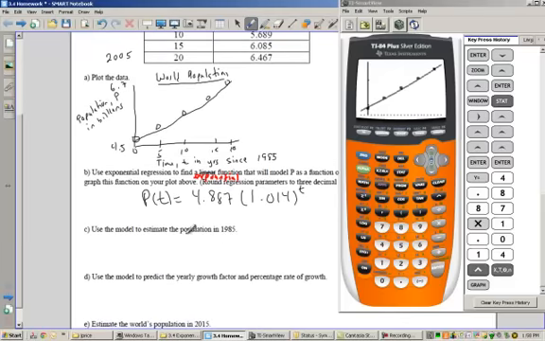It says use the model to estimate the population in 1985. Remember, the population in 1985 is when t is equal to 0. So that's really the initial value, so that's just this number right here. That's 4.887 billion people.